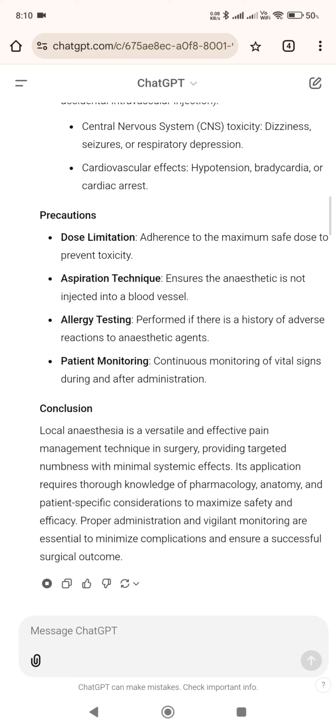Conclusion. Local anesthesia is a versatile and effective pain management technique in surgery, providing targeted numbness with minimal systemic effects. Its application requires thorough knowledge of pharmacology, anatomy, and patient-specific considerations to maximize safety and efficacy. Proper administration and vigilant monitoring are essential to minimize complications and ensure a successful surgical outcome.